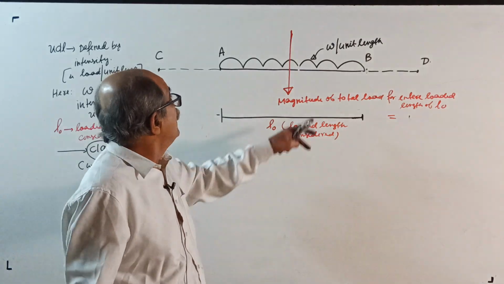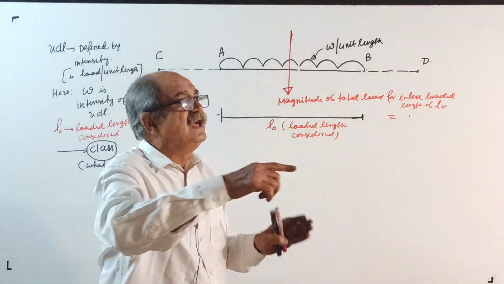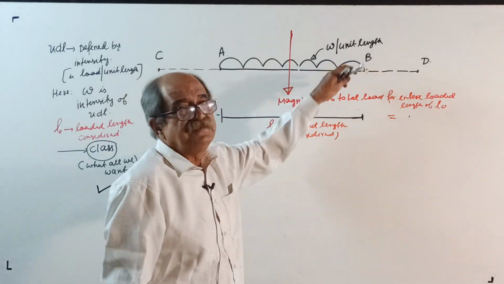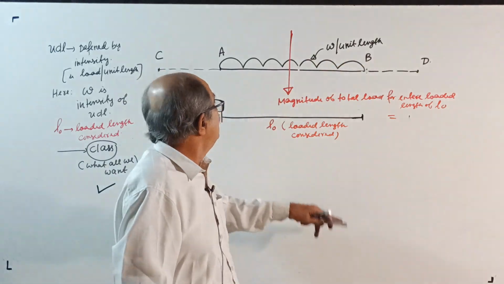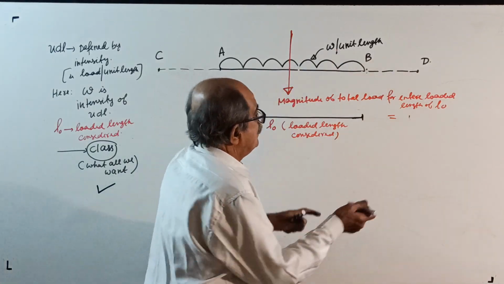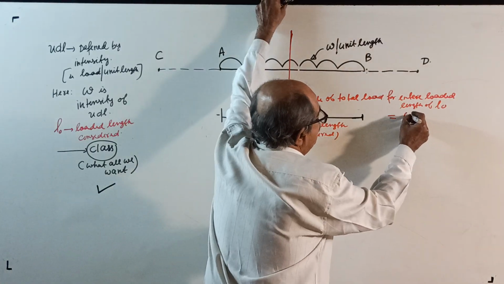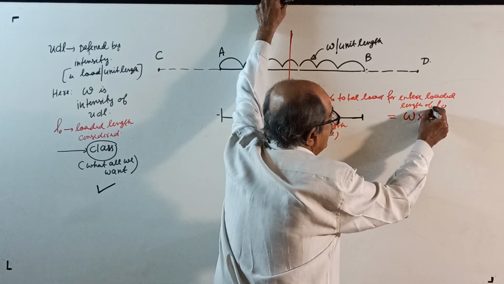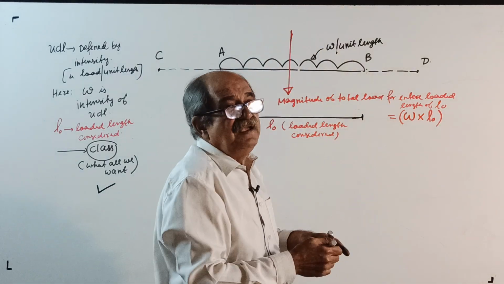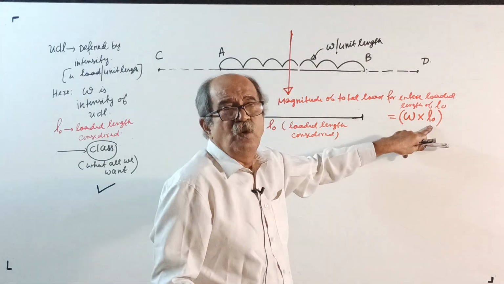But we are not writing load diagram. UDL, you simply write like this. Therefore, W is the load per unit length. For total length L0, it is W into L0. It is the W multiplied by L0. I want a bracket. When I close the bracket, inside the bracket is the total load.